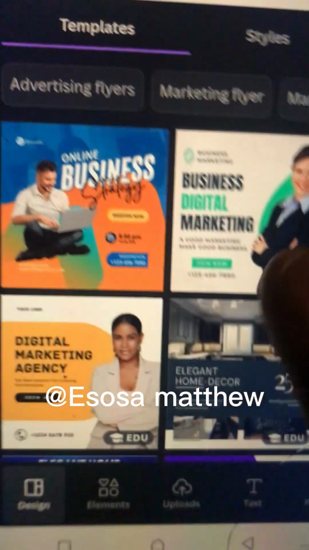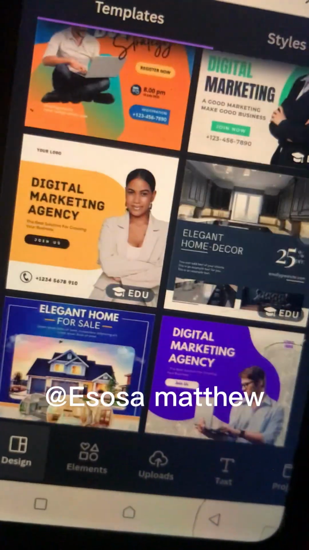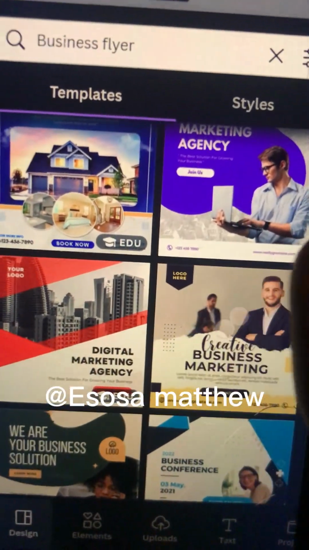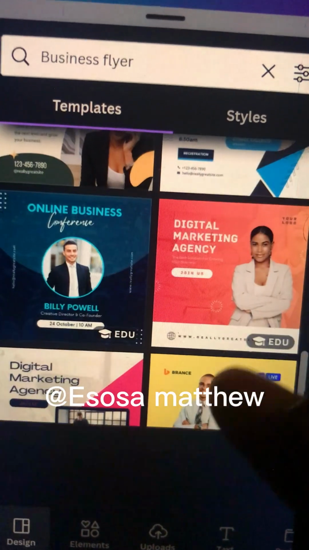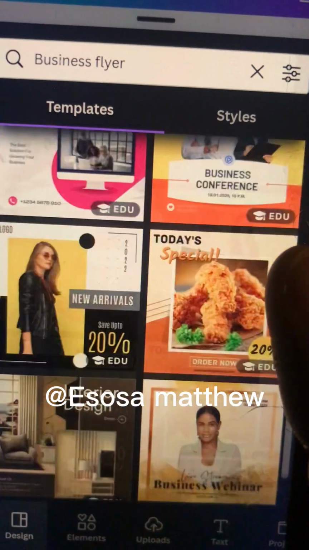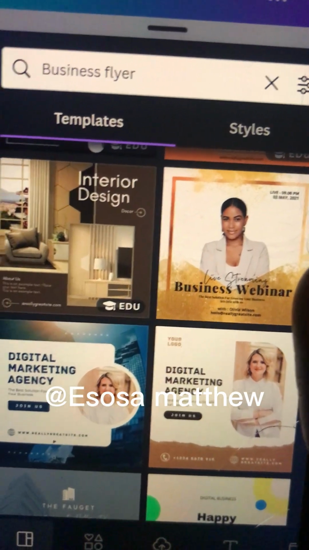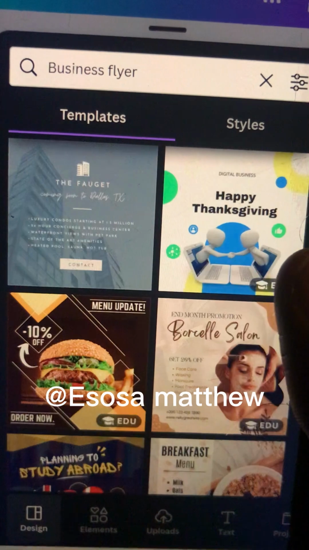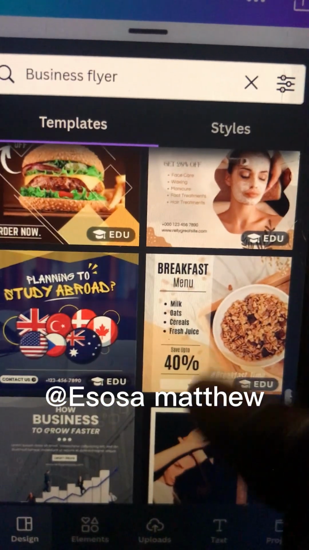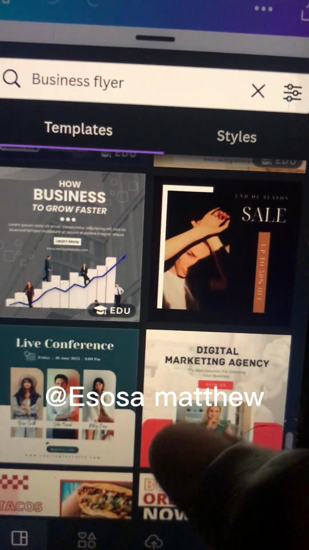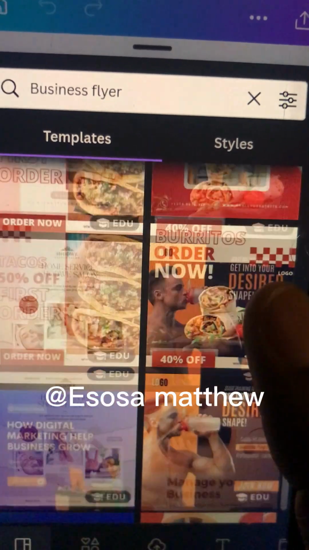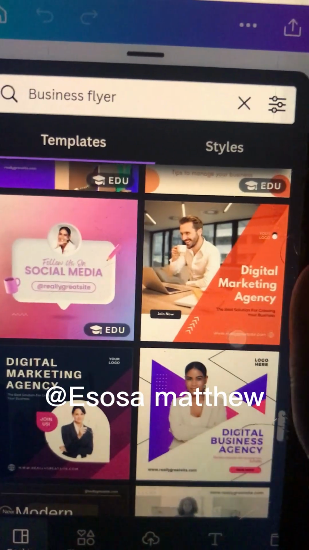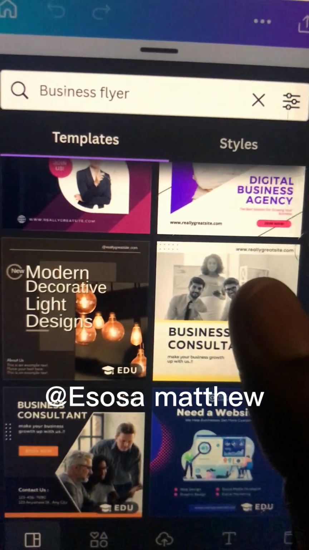All right, so these are examples of business flyers used by establishments to promote their products or services. Can you see? If you are trying to create a business flyer, you can just type in business flyer and then edit to your liking, or get inspiration from these flyers here to know how to make your own.